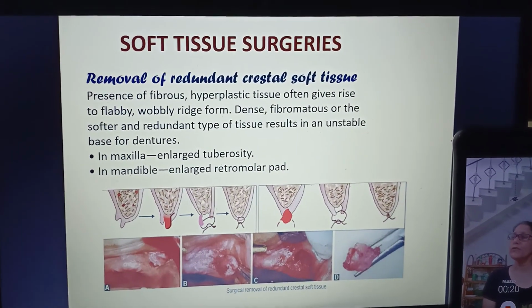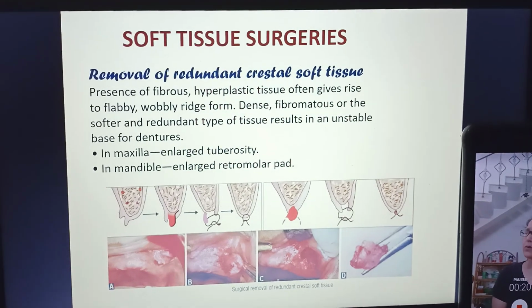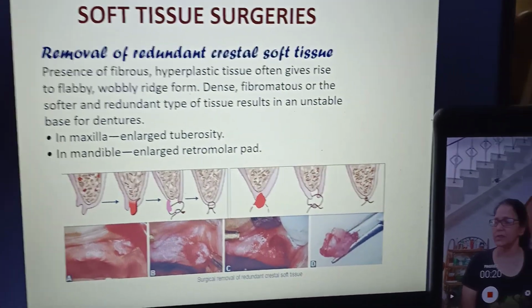So now the soft tissue procedures will be carried out, and that we are going to discuss in the next part. Thank you.